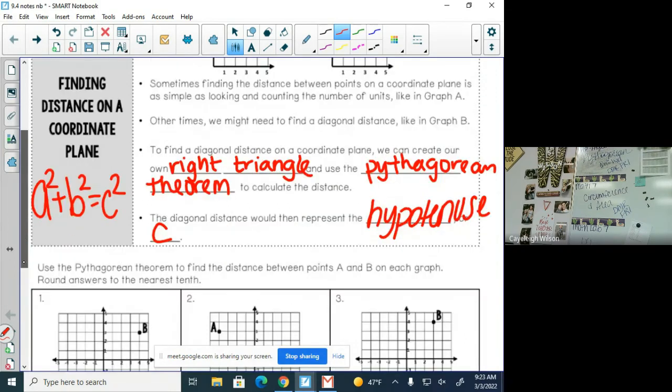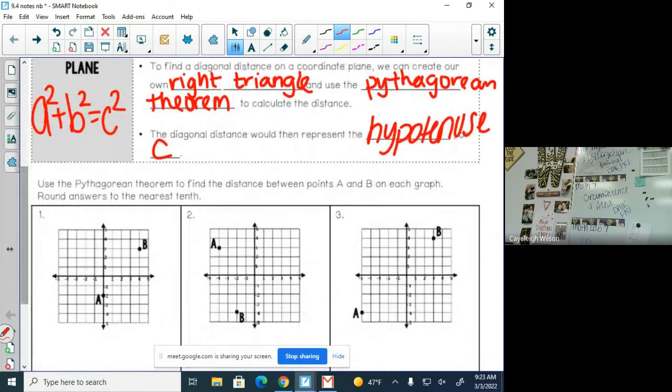All right. So moving on down here to problems, it says use the Pythagorean theorem to find the distance between points A and B on each graph and round your answer to the nearest tenth. So what does that mean, to round your answer to the nearest tenth? What does tenths mean? The first place behind the decimal, like one decimal place.